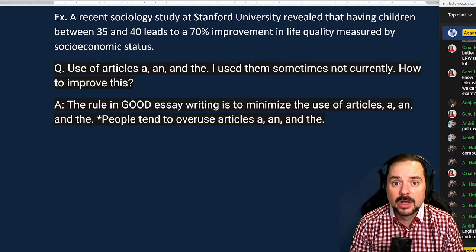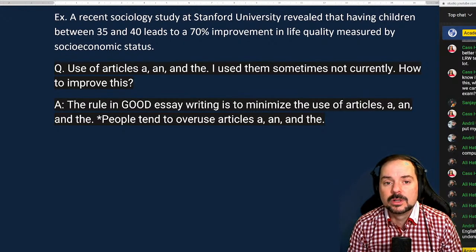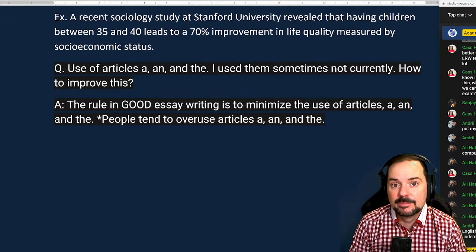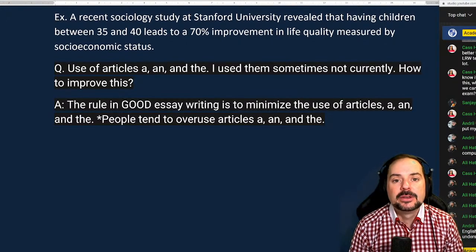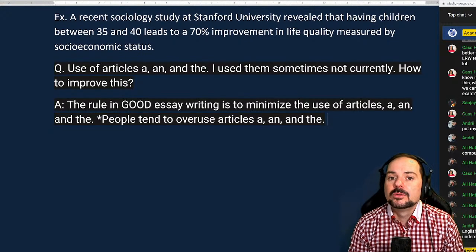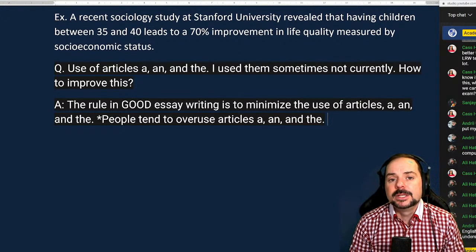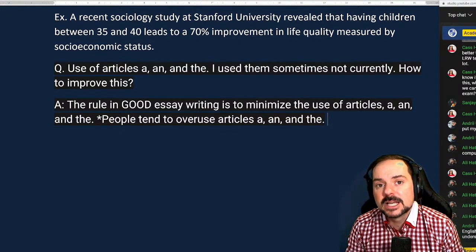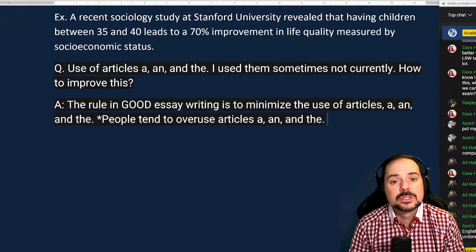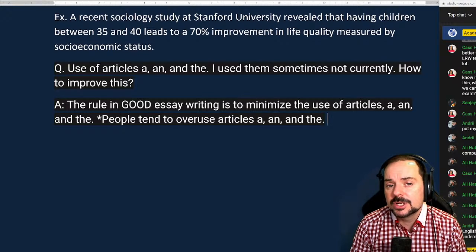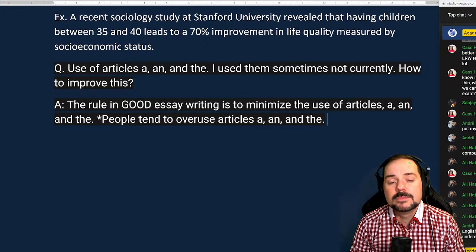Like the day I went to school was especially unique because of the people that were there. And now, do I need the in both cases? No, I could say because of people that were there. But if I want to emphasize those people, then I might use the article anyway. So it is up to the author's choice, but generally speaking, we want to minimize it.